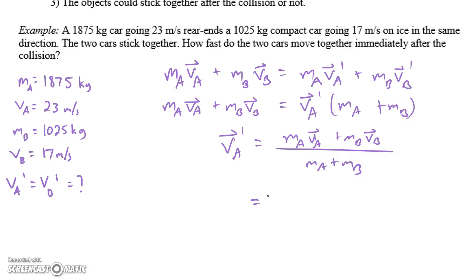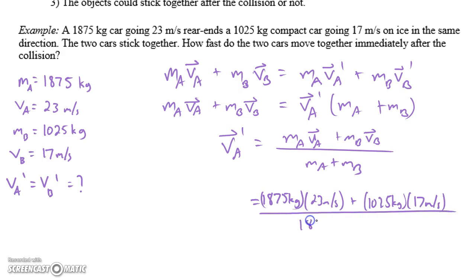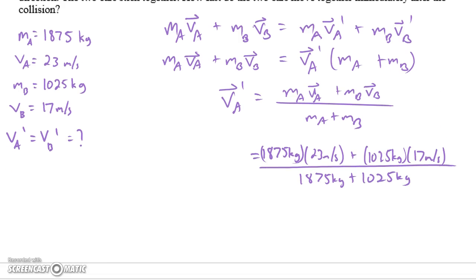Now we can plug in our numbers here, and again, it's a lot of writing, and there's really no way around it just because there's so many variables. 1,875 kilograms, 23 meters per second, and 1,025 kilograms and 17 meters per second, all over 1,875 kilograms plus 1,025 kilograms. You put that in your calculator, and you're going to come up with a final velocity of both cars moving together because they stuck together of 21 meters per second.